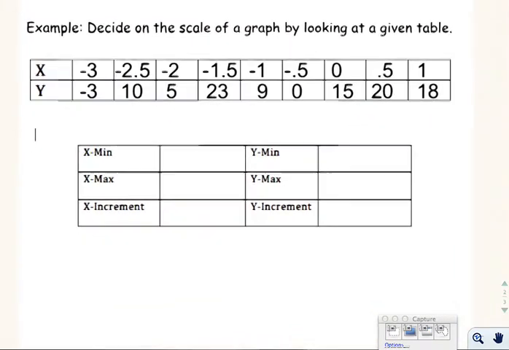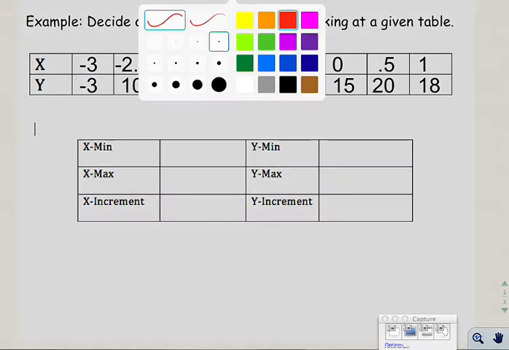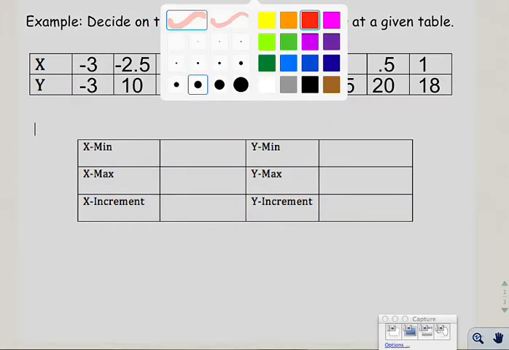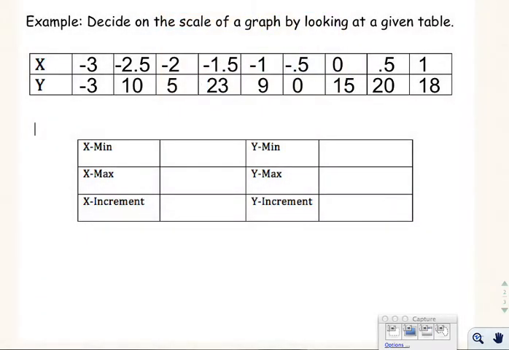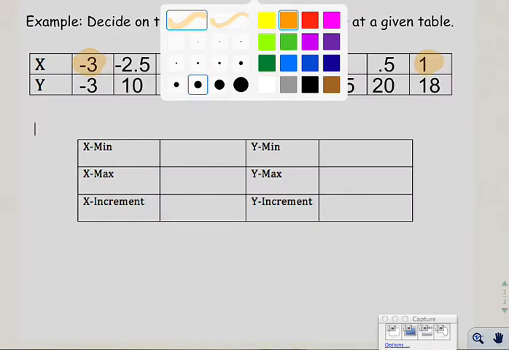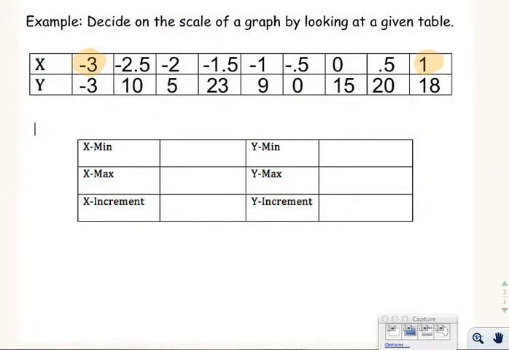Well, let's decide on the scale of the graph by looking at the given table. Let's go through our steps. So step 1 absolutely is going to be to find our minimum and maximum values. So again, I'm going to read the whole table to make sure I'm doing it well. For my x, I have 3 and 1. That turns out to be the beginning and end. Now in this one, oh, it's not at all. -3 is my smallest value. 23 is my big value.